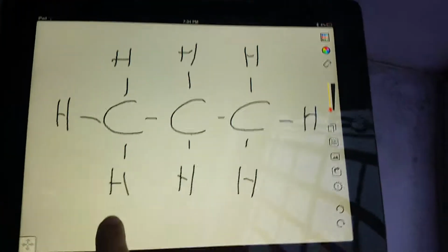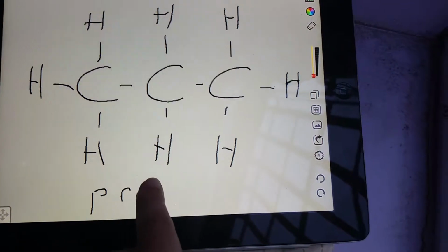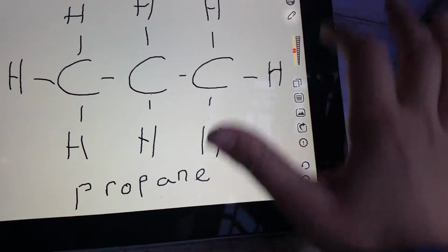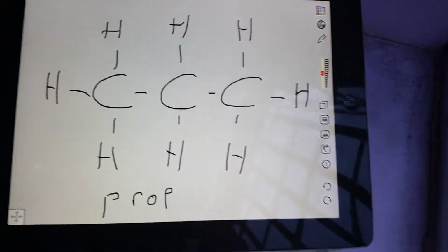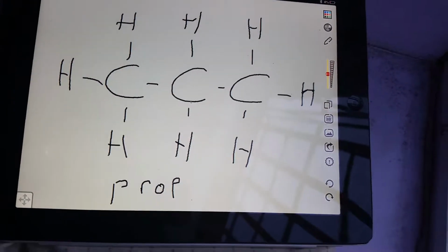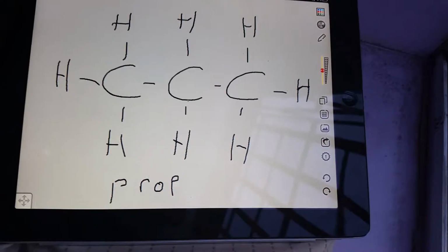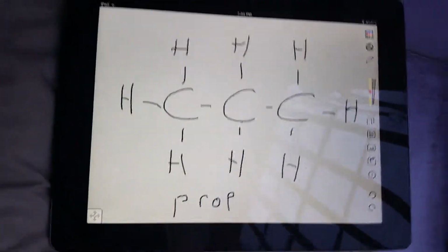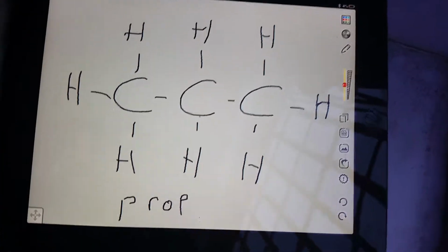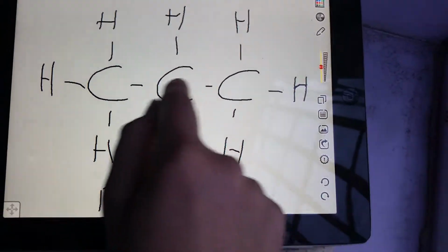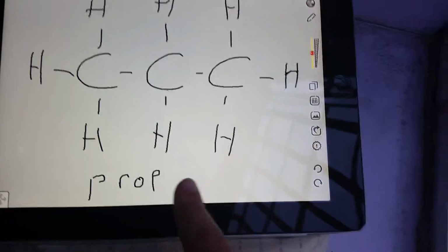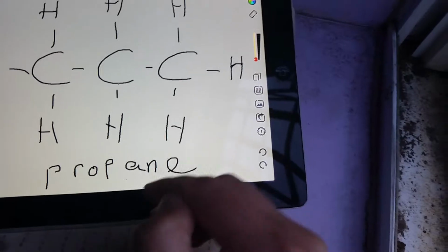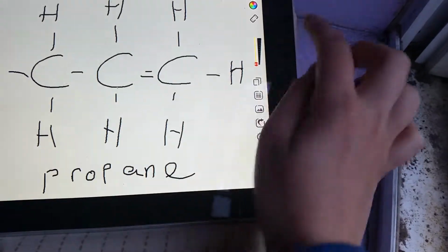So I'm going to write down prop. Now, afterwards, how do I know if it ends with ane, ene with an E, or yne with a Y? We said this before. We're going to check if there's double or single or triple bonds. We see that all the bonds between the carbons are single. Therefore, it has to be ane. So it's propane.